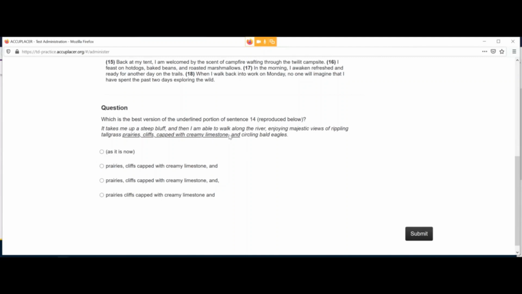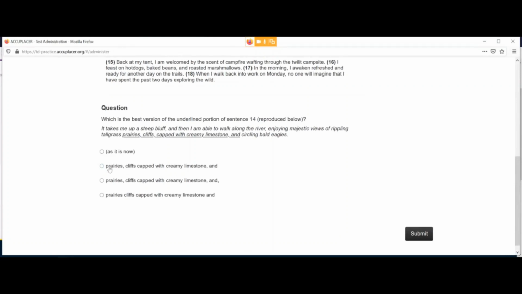it takes me to a steep bluff, and then I am able to walk along the river enjoying majestic views of rippling tall grass, prairies, cliffs capped with creamy limestone, and circling bald eagles. That would be the reading of the first choice. Notice I read the whole sentence again in this particular situation. Why? Because if you notice here, all of your choices have punctuation. And punctuation, really, proper punctuation really requires careful reading of the sentence.